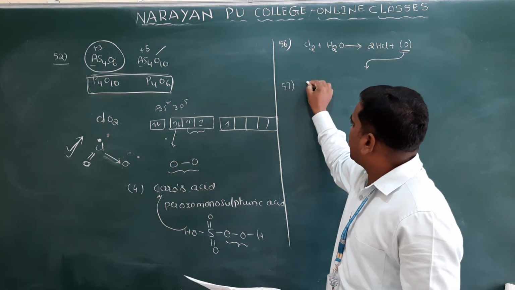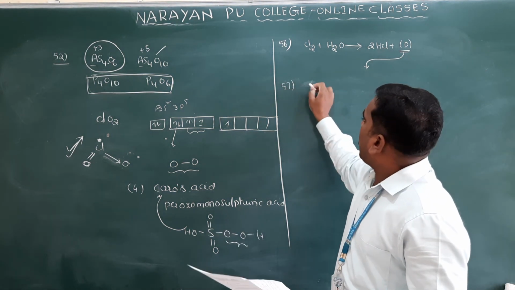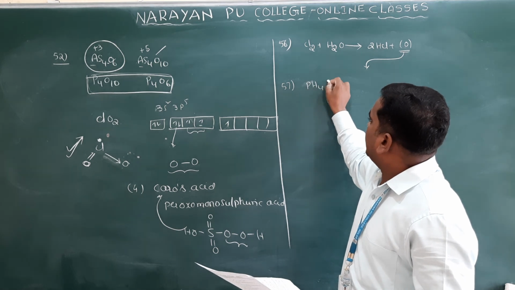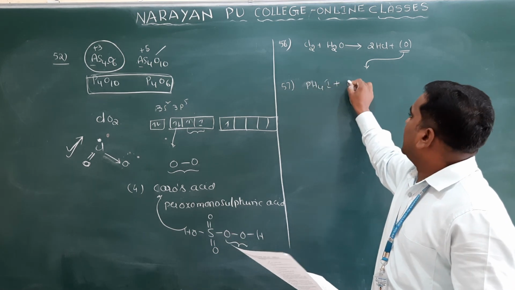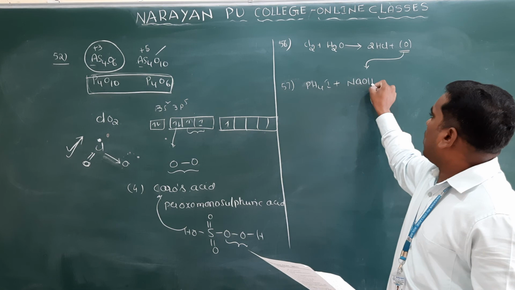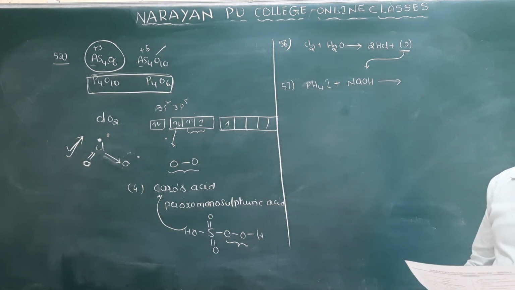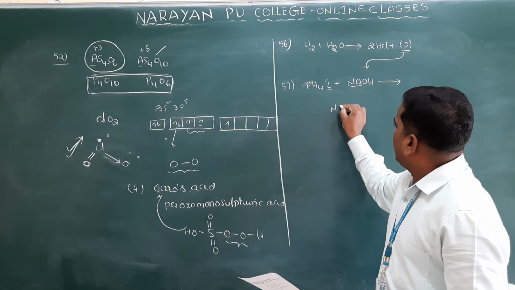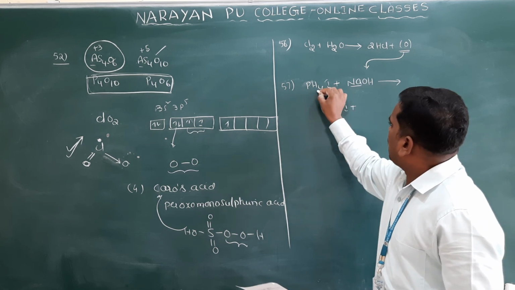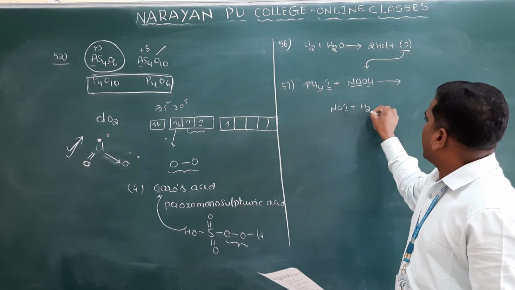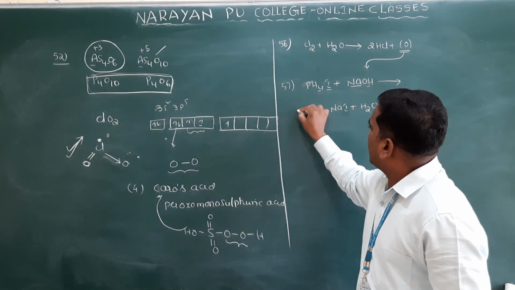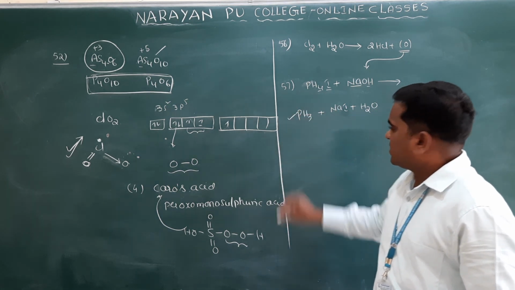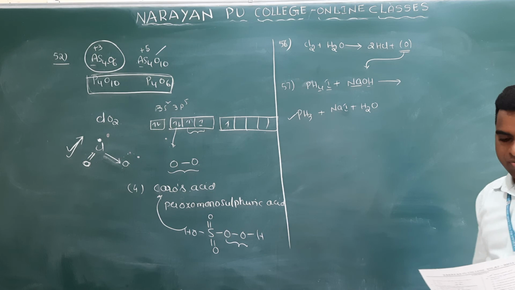57. Coming to the 57, phosphonium iodide when reacted with NaOH, what will be the products here? Clear? You will get NaI plus one H, and OH will be removed as H2O. Then which one is left here? PH3. So this is the preparation of the compound phosphine.